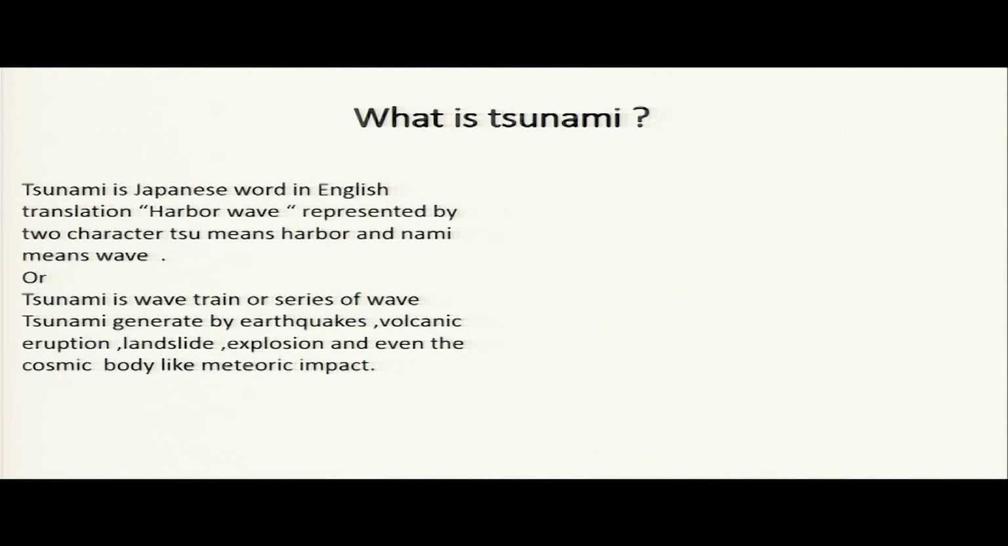As sir has already talked about, a tsunami can be generated through various sources. It can be from an earthquake, from a volcanic eruption, or from a series of landslides or a mega landslide in the submarine, underwater in the ocean, or by a nearby explosion, and even a cosmic body like a meteoritic impact, which is a very rare case, can also generate a tsunami.